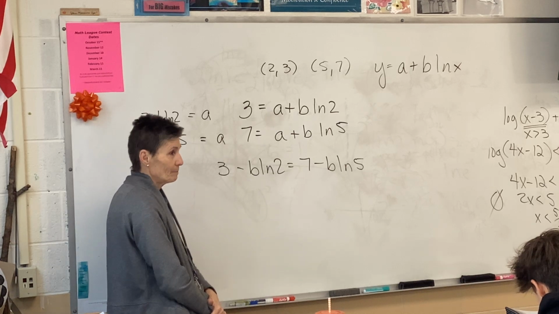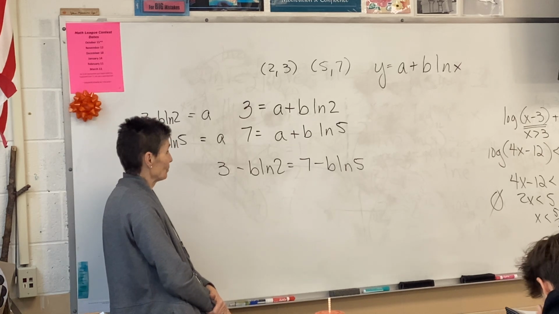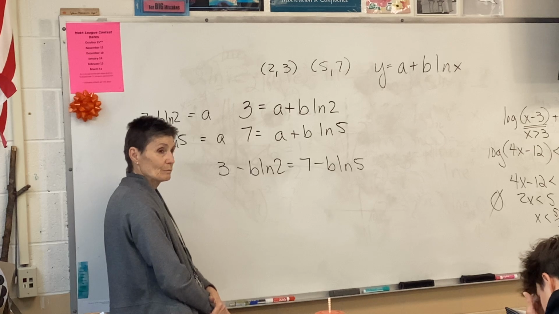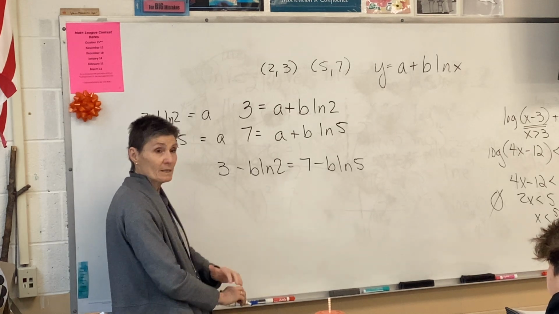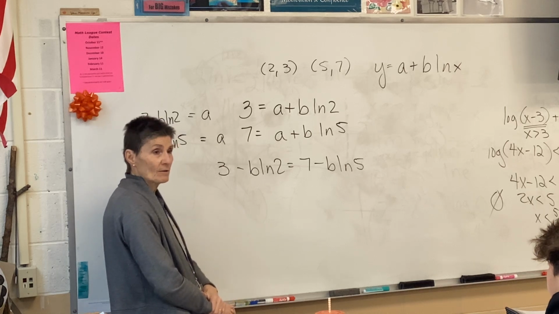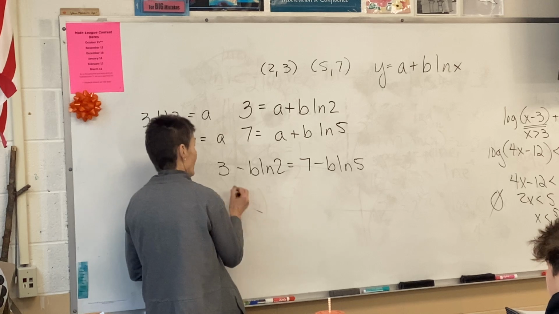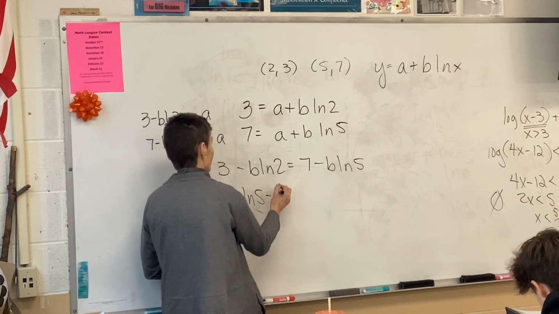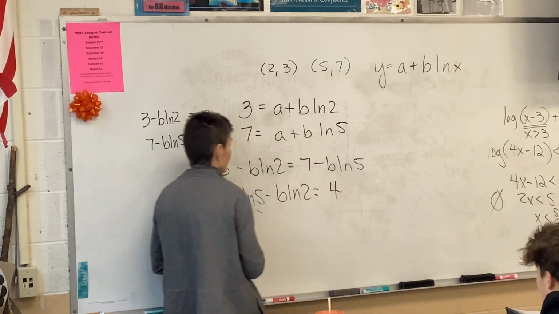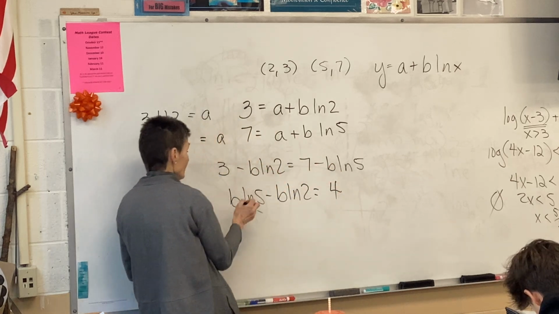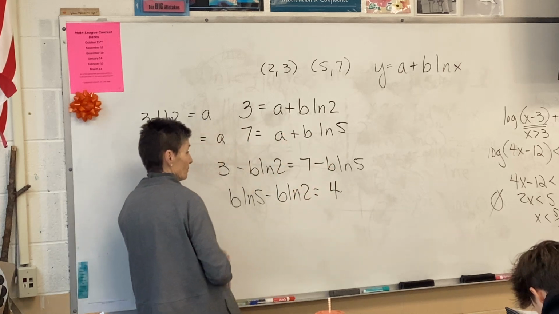Okay, now what? We're solving for B, right? So let's get those B's on the same side of the equation. So I'm going to move my B ln 5 over here and my 3 over here. So I added B ln 5 and subtracted 3.